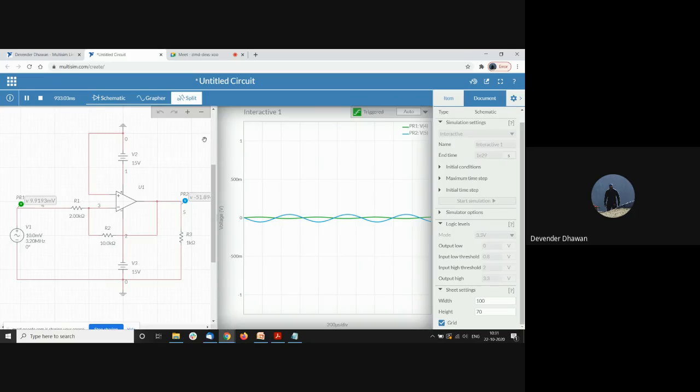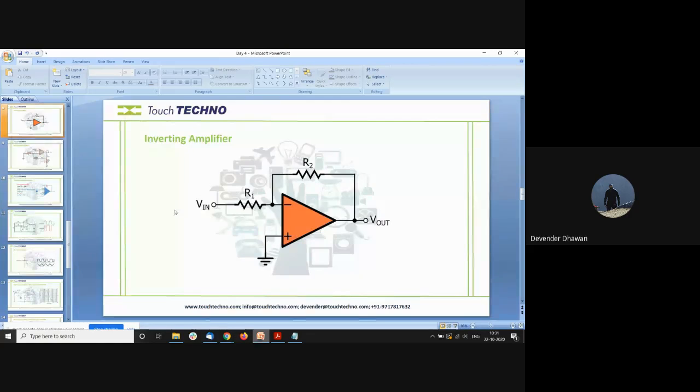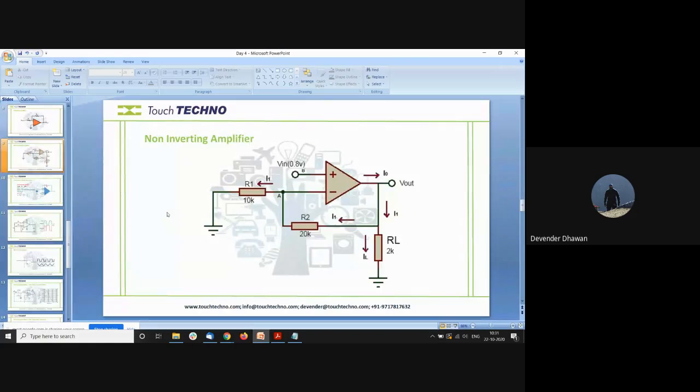Okay, so the next circuit is our non-inverting amplifier, which also works on a similar principle. This is the circuit that we are going to use here. This one we will ground, and then we will have... one second, I guess the circuit is not correct here. I think this should be minus and this should be plus.